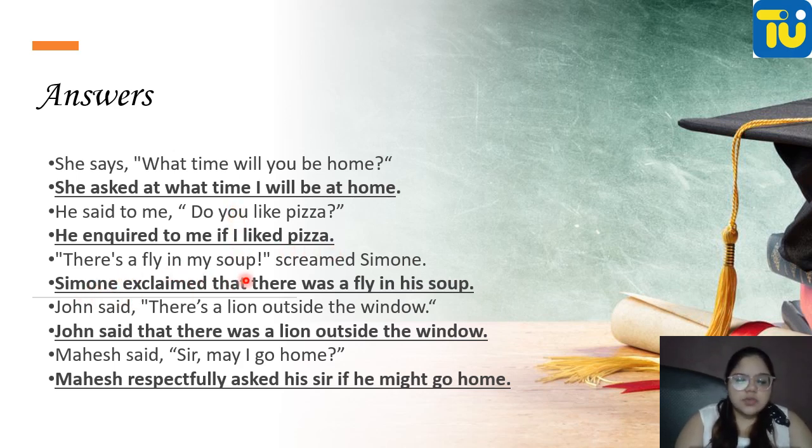"There's a fly in my soup!" Exclamation mark, screamed Simon. Simon exclaimed that there was a fly in his soup. John said, "There's a lion outside the window." John said that there was a lion outside the window. Mahesh said, "Sir, may I go home?" He's asking, it was a request. Mahesh respectfully asked his sir if he might go home. "May" changes to "might," "I" changes to "he." The rest remains the same. So that was all about direct and indirect speech.